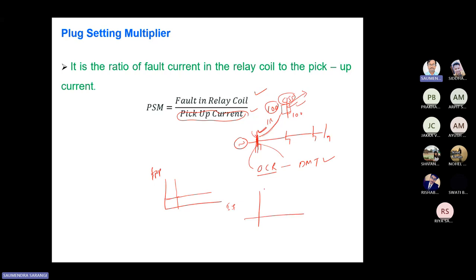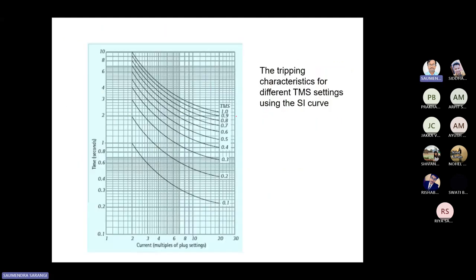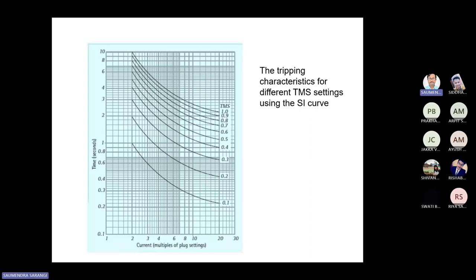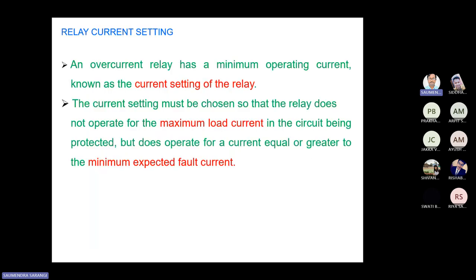The other type of relay is called IDMT, inverse definite minimum time. In this case, whenever the fault current increases, the time of operation decreases. If you observe the previous characteristic, these are the IDMT characteristics. For different types of IDMT characteristic, we will have different operating points. And you may observe that the characteristic is drawn on semi-log paper, and this is a non-linear characteristic for the system.